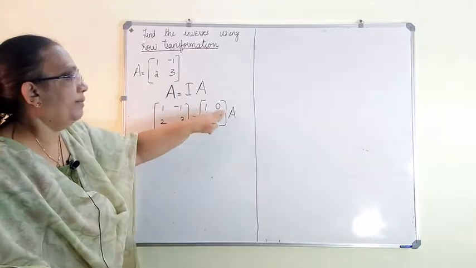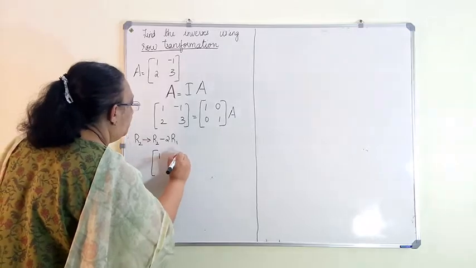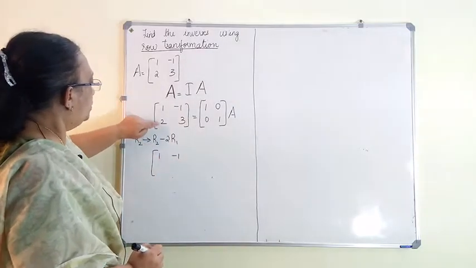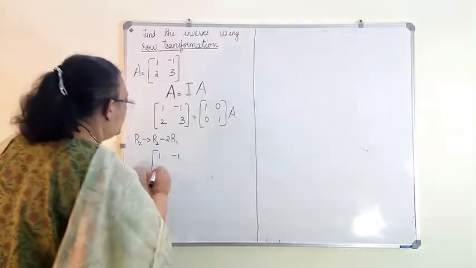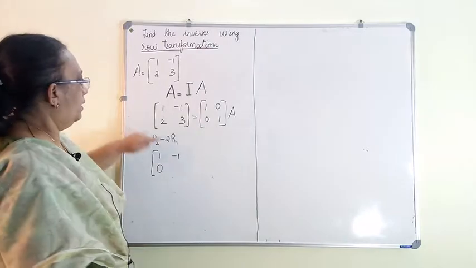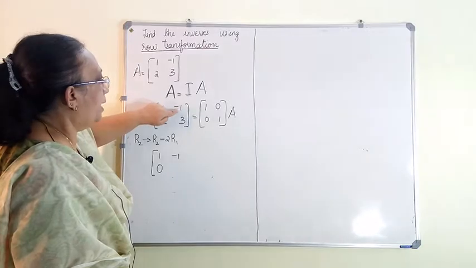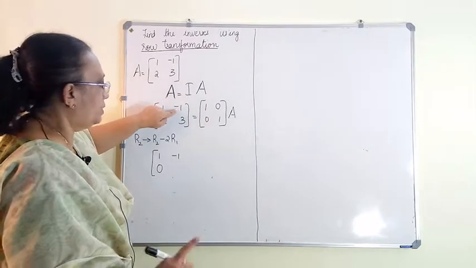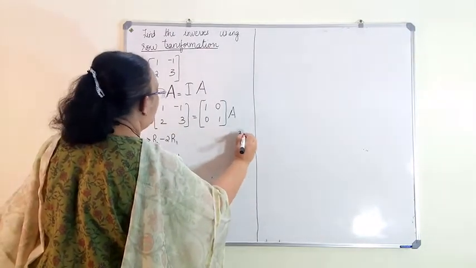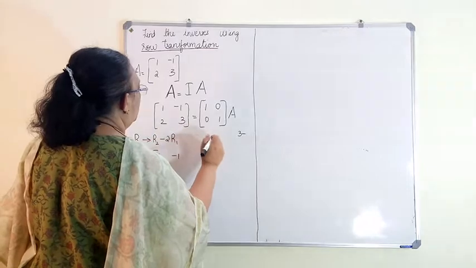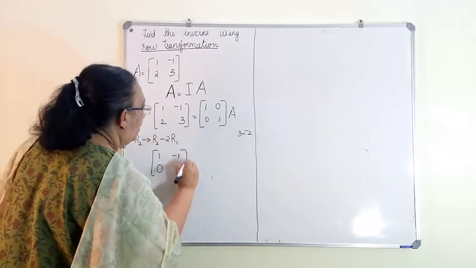So for the first row, I am not making any change. 1, minus 1. R2: 2 minus 2 into 1, 2. 2 minus 2 is equal to 0. Here, 3 minus, minus of minus 2, minus 2 into minus 1 is 2. So what is it equal to, if you have a doubt? 3 minus 2 into minus 1 is equal to minus 2, which is equal to 5.